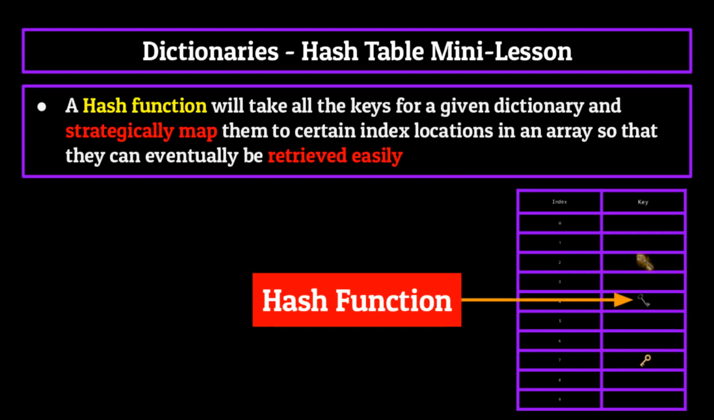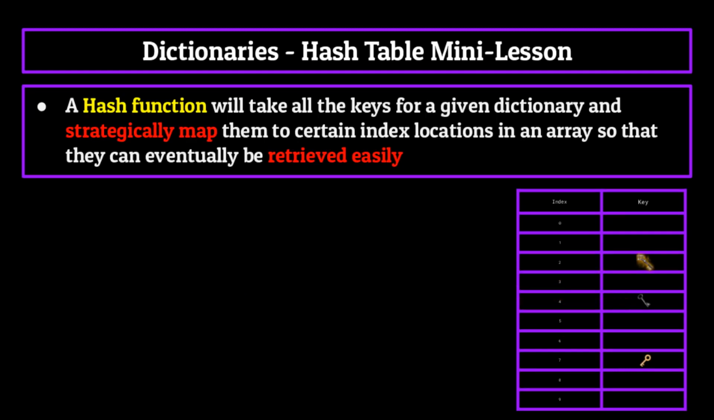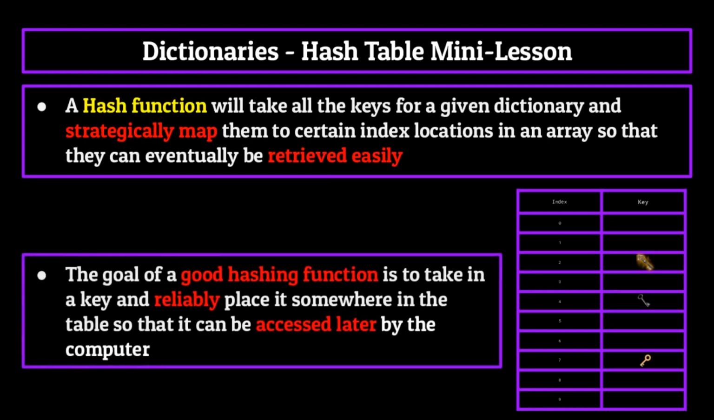These hash functions can be pretty much anything which takes in a value and returns an index location. The goal of a good hashing function is to take in a key, whatever that may be, and reliably place it somewhere in the table so that it can be accessed later by the computer.